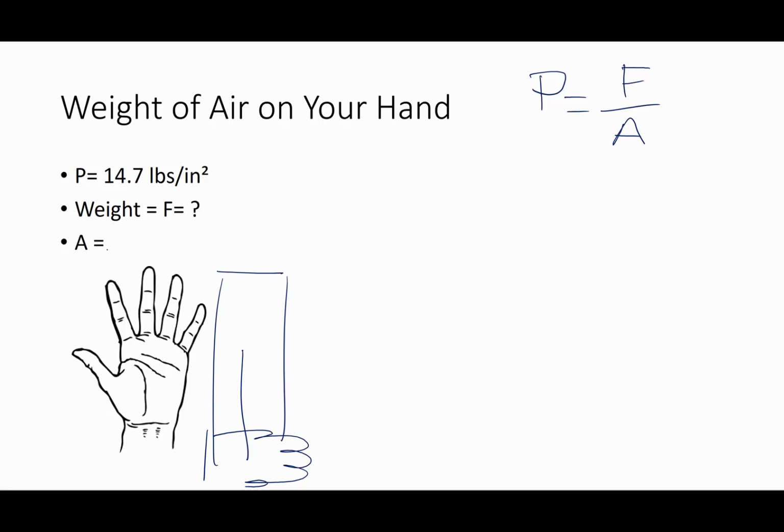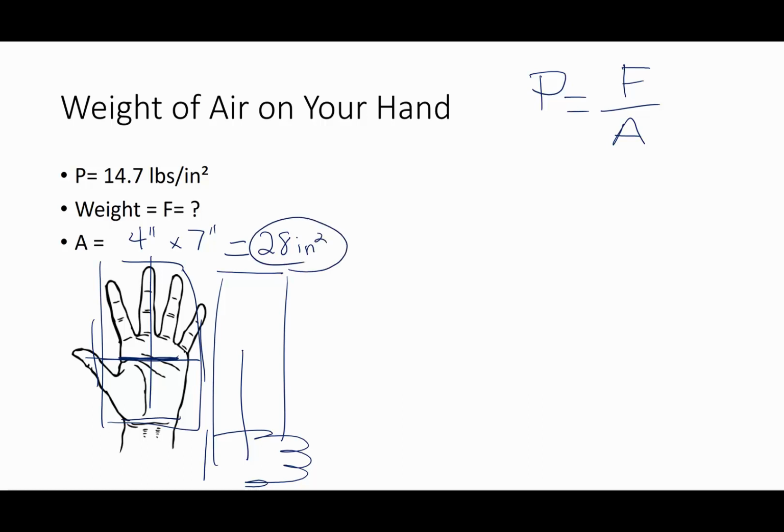So we're going to have to do some estimating of the area of your hand. So I'm going to use my hand. Why? Because my hand's handy. And I'm going to pretend it's a rectangle. It's not, but it's pretty close. So I'm going to say my hand is 4 inches wide and 7 inches long. So 4 inches by 7 inches, I've got 28 square inches is the area of my hand.